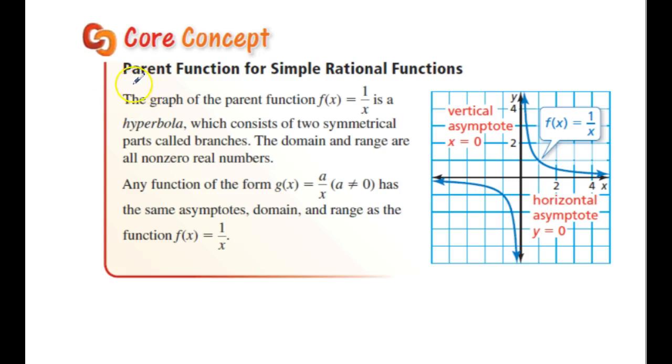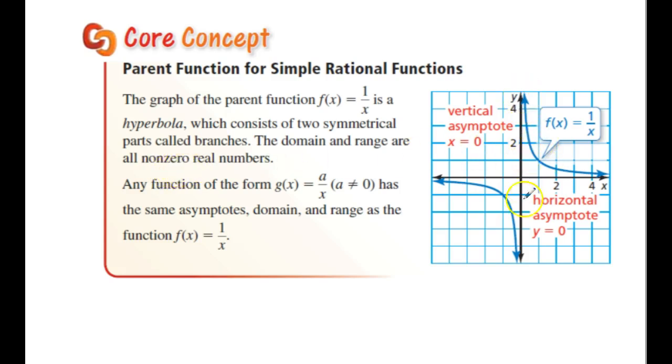Okay, so the first thing we want to look at is the parent function, right? Because we always start with our parent function and then we can translate it and change it. So our parent function is f of x equals 1 over x. And the graph that makes is called a hyperbola. And you'll see that over here in the blue. It's got two different pieces, which we have to keep in mind. They're called branches. So the domain and range are all non-zero real numbers.